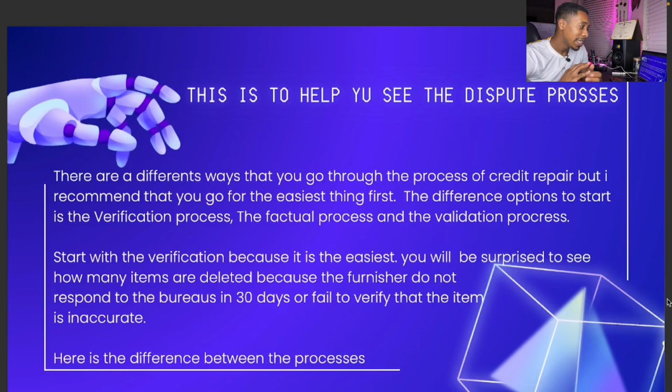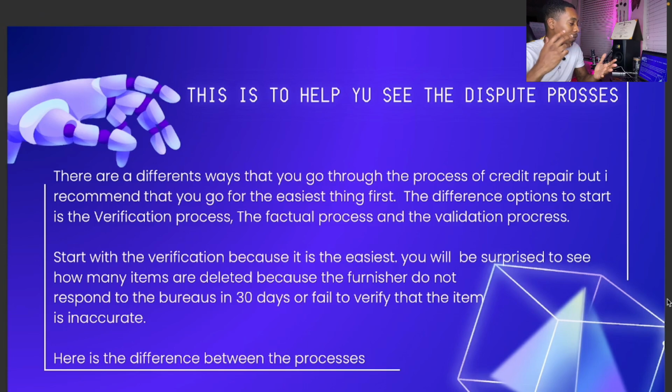So this is to help you see the disputing process. I want you to visualize this process a lot better from start to finish. So I'm going to do my best to help you see the disputing process. There are different ways that you can go about the process of credit repair, but I recommend that you go with the easiest options first. Some people may call it going for the low-hanging fruit, because there are different options.